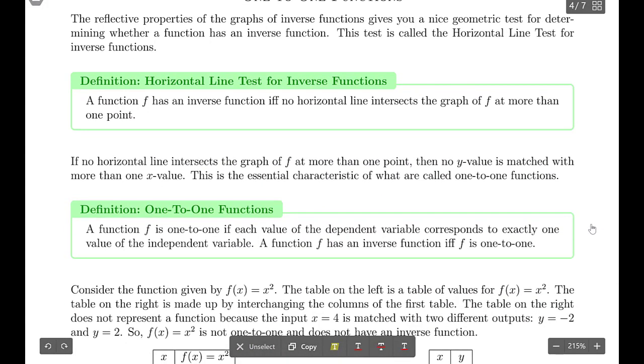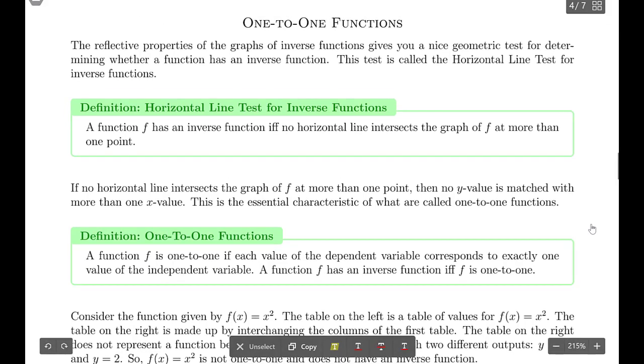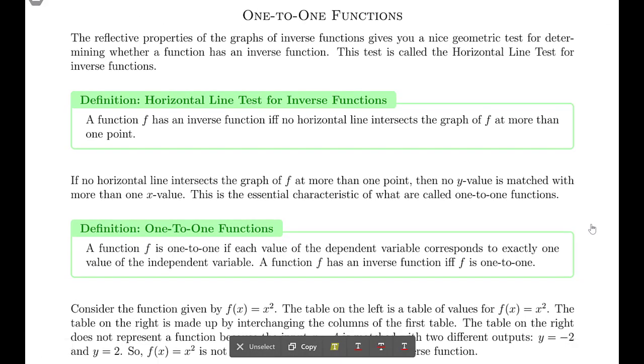One-to-one functions, that's another property that we want to be able to utilize that pertains to a given function. If the function is one-to-one, then the function does have an inverse. And we can graphically verify whether a function is one-to-one by using the horizontal line test. And all that says is a function f has an inverse function if and only if. So just if I haven't used this notation before, IFF is mathematical notation for if and only if.